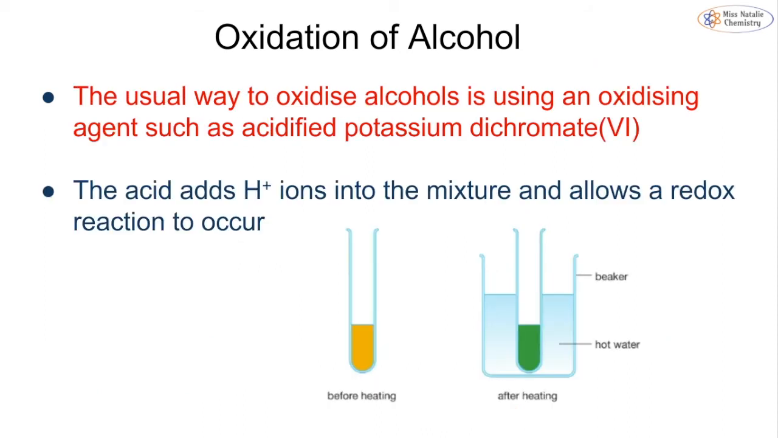Now, the usual way to oxidize an alcohol without just leaving it simply to the elements is to use something known as an oxidizing agent. And you will have covered this back when you did the reactivity series. In this case, we're looking at something known as acidified potassium dichromate(VI). Now, you don't need to know too much about this at the moment. All you need to know is it's a potassium dichromate substance that's had some sulfuric acid added to it. And this allows a redox reaction to happen.